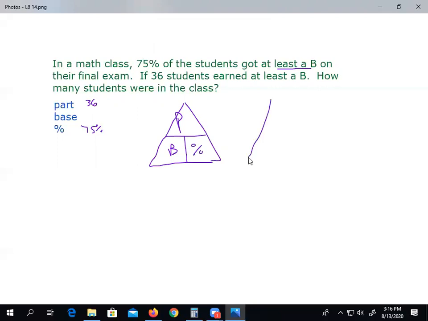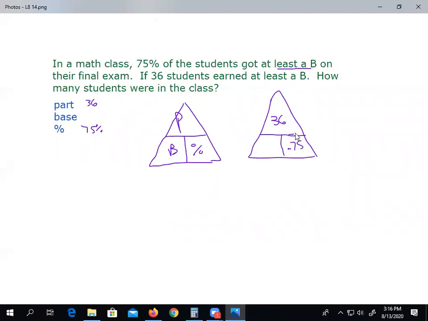So when I do my triangle again, the part is 36. The base we don't know, and the percent is 75%. But remember, if you're using the formula, you have to change that to a decimal, so it turns into 0.75.